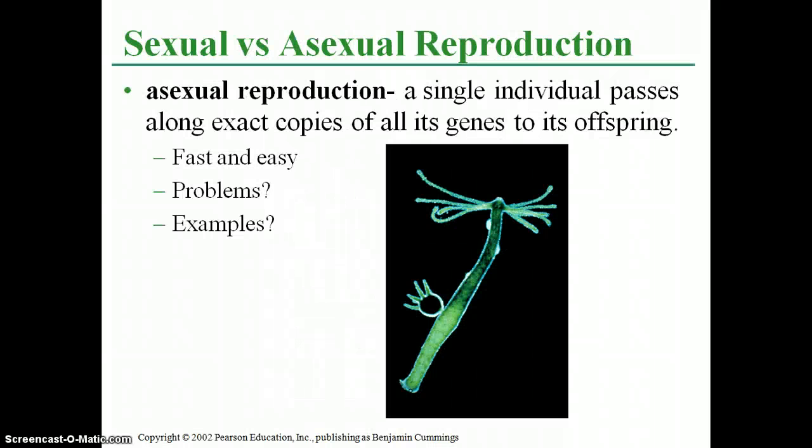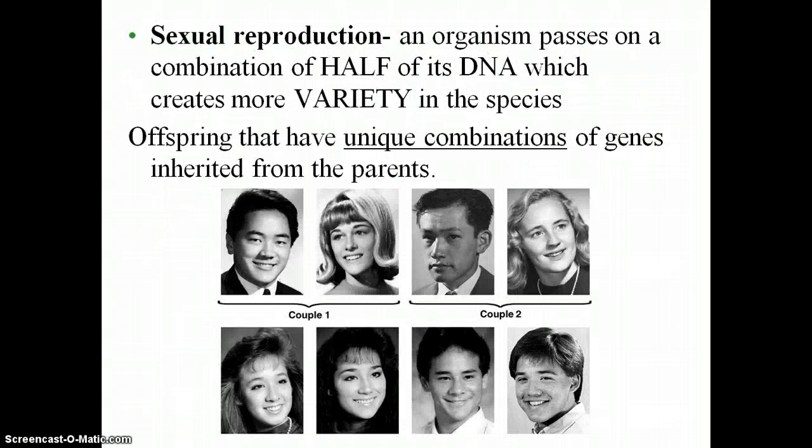Okay, so we're talking about sexual versus asexual reproduction. Remember, the bacteria and some other living things do cloning or asexual reproduction, where they just make exact copies of themselves, which is fast and easy, okay, but it gives no diversity. Okay, so sexual reproduction is much more advantageous because it gives so many different unique combinations of genes. Okay, this is where we get all the variety in life.